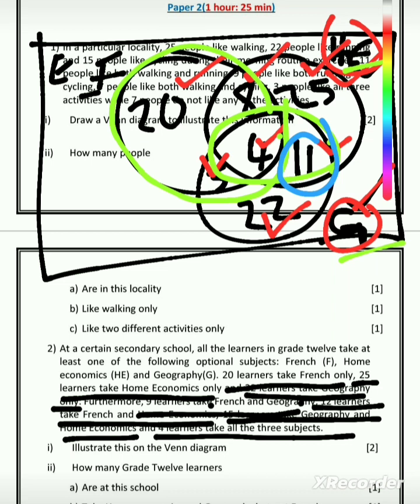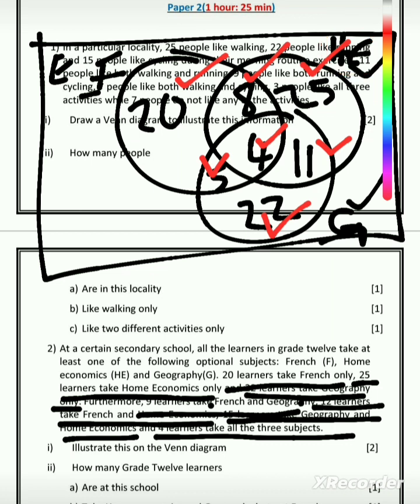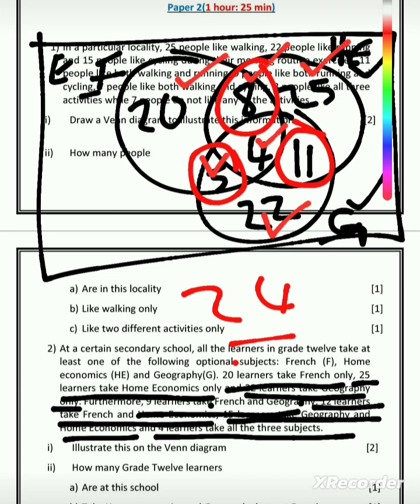The last question reads, take 2 optional subjects only. So optional subjects, we're talking about two optional subjects only. We're talking about this 5 here, this 11 here, and this 8 here. So 11 plus 8, 19 plus 5, 24. So the answer is 24.